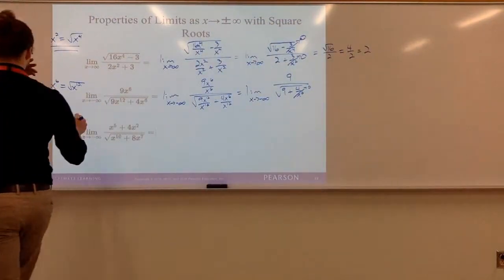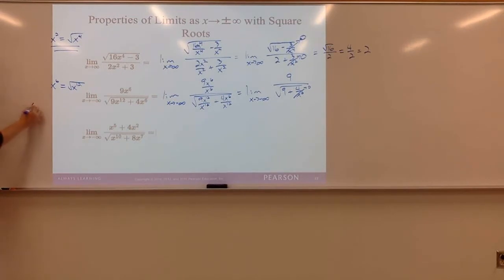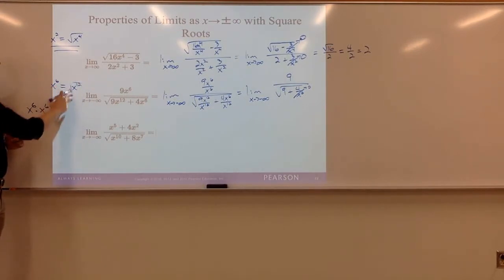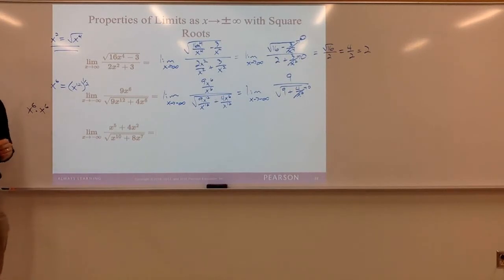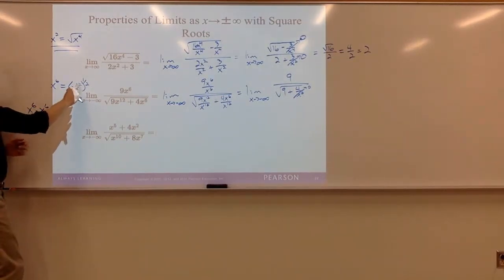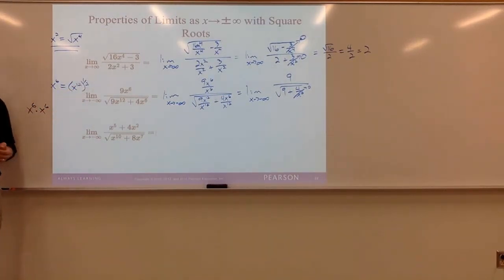So, whenever you take the square root of x to the 12, think about it like this. The square root is the same thing as the 1/2 power, right? Whenever I've got a power to a power, I multiply them together.